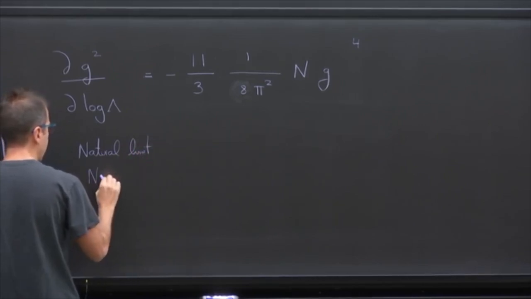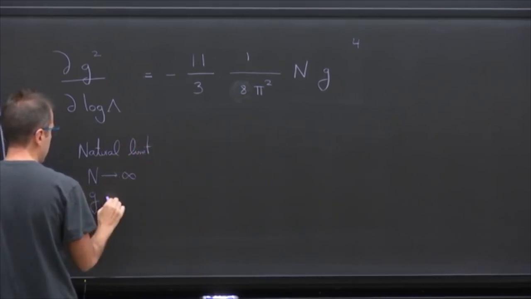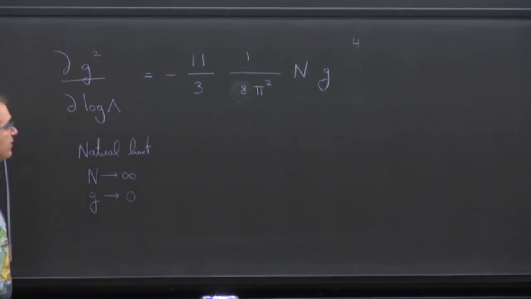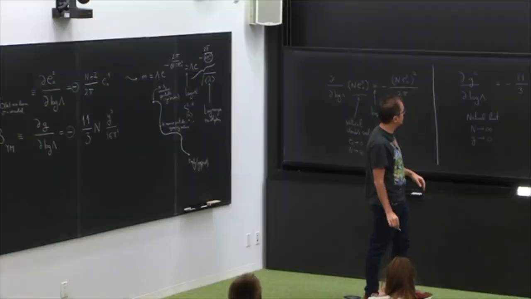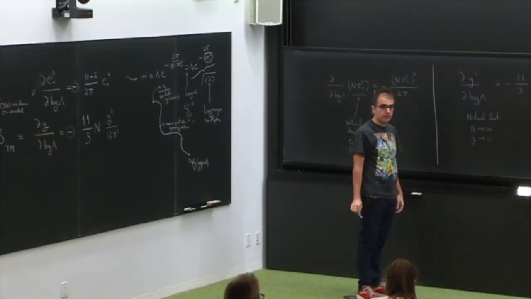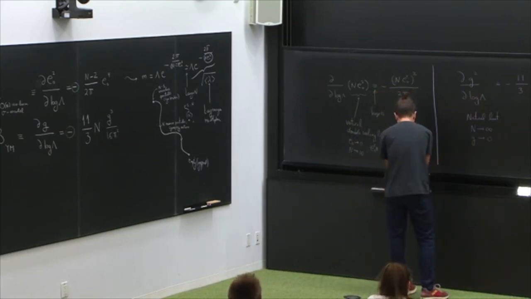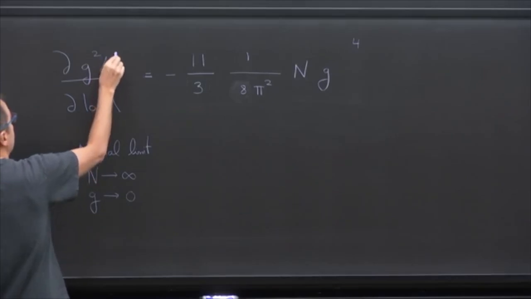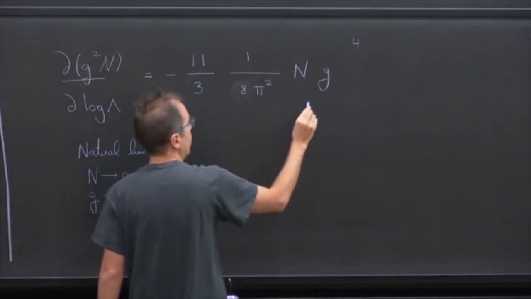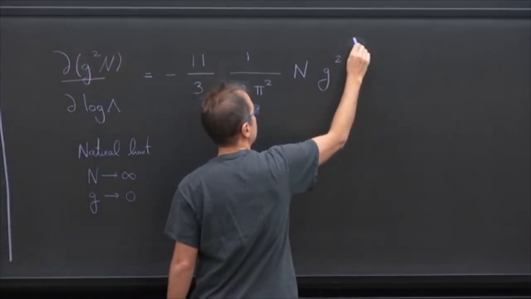So we want to send n to infinity, g to 0. And what would you hold fixed to have a good limit in this equation? How would you do the same game as we did here? Here we saw this is indeed a nice quantity, right? Here we did not do this analysis, but we can just do it at the level of the beta function. What would you do? Keep n g squared. Multiply. Very good. So multiply by n, and then you see why I did.